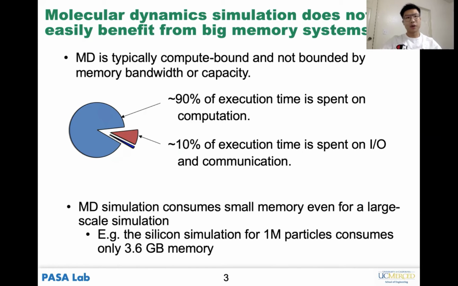The traditional performance optimization on MD focuses on increasing parallelism. Such performance optimization is bounded by the processors' theoretical peak performance, not by memory utilization.